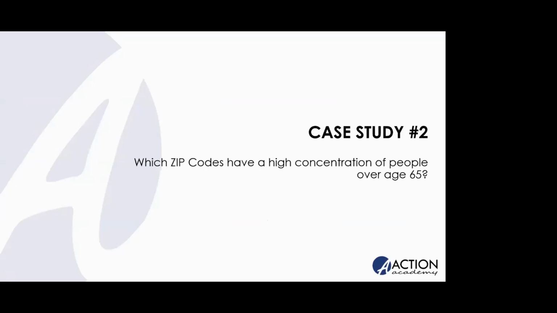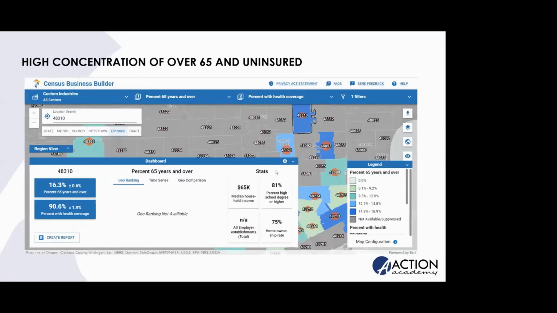But what we can do is get a little more sophisticated in our query. Maybe I have a question that looks like this. Maybe I want to know which zip codes have a high concentration of people age over 65. And maybe even more than that, I know where people over 65 are, but I also want to find how many people in that zip code currently have health insurance. Well, we can do that too. So let me go back over to the Census Business Builder, and we can find that information.